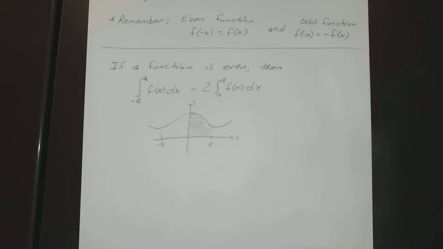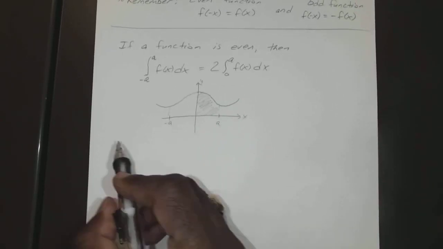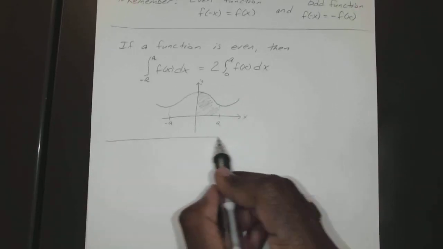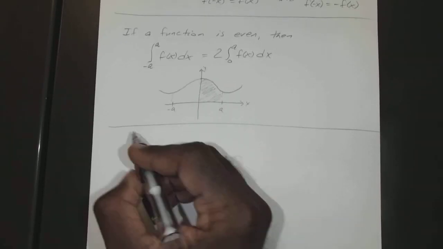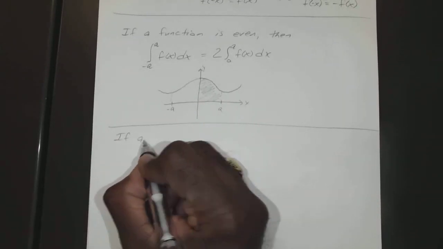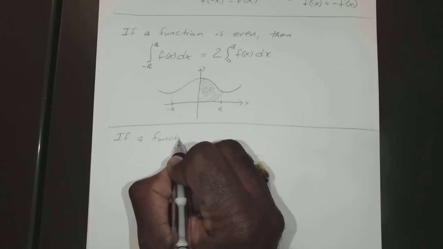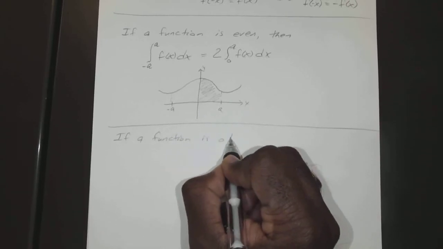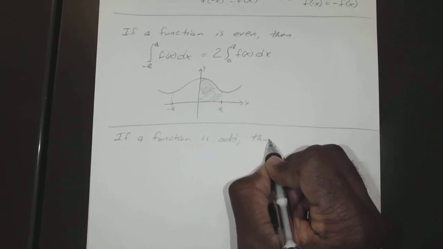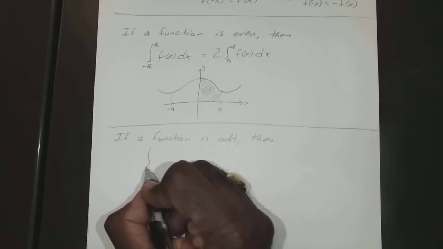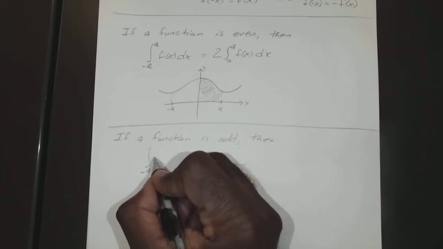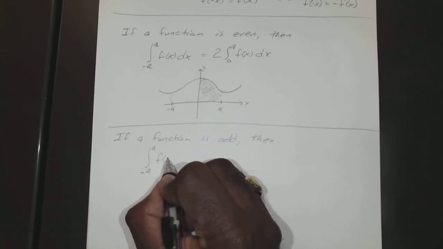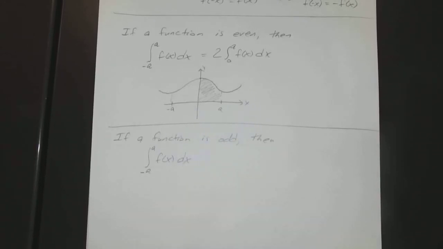Okay. Now if a function is odd, then the integral from negative a to a of f of x with respect to x is actually equal to 0.